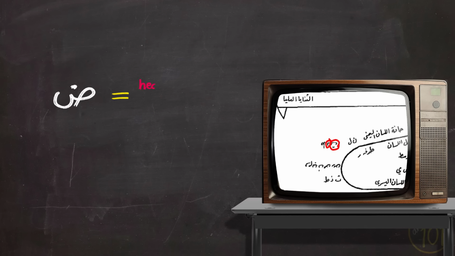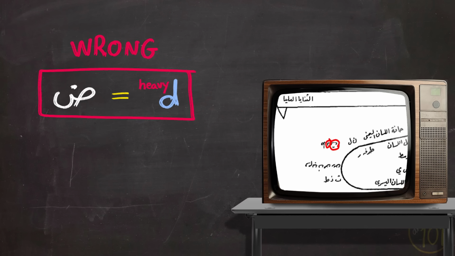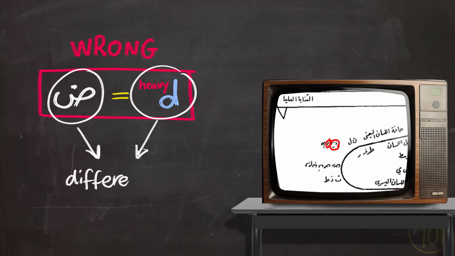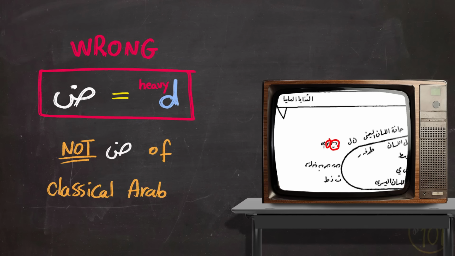Comparing Dhad to Dal, or a heavy Dal, Da, is a major error. And it is something that we specifically warn learners against doing when learning the sound, simply because they are not the same and they even have different sifat or characteristics. So saying that Dhad resembles Da or pronouncing it as Da is a major mistake, and it is definitely not Dhad of the classical Arabic and the one that we use to recite the Quran.